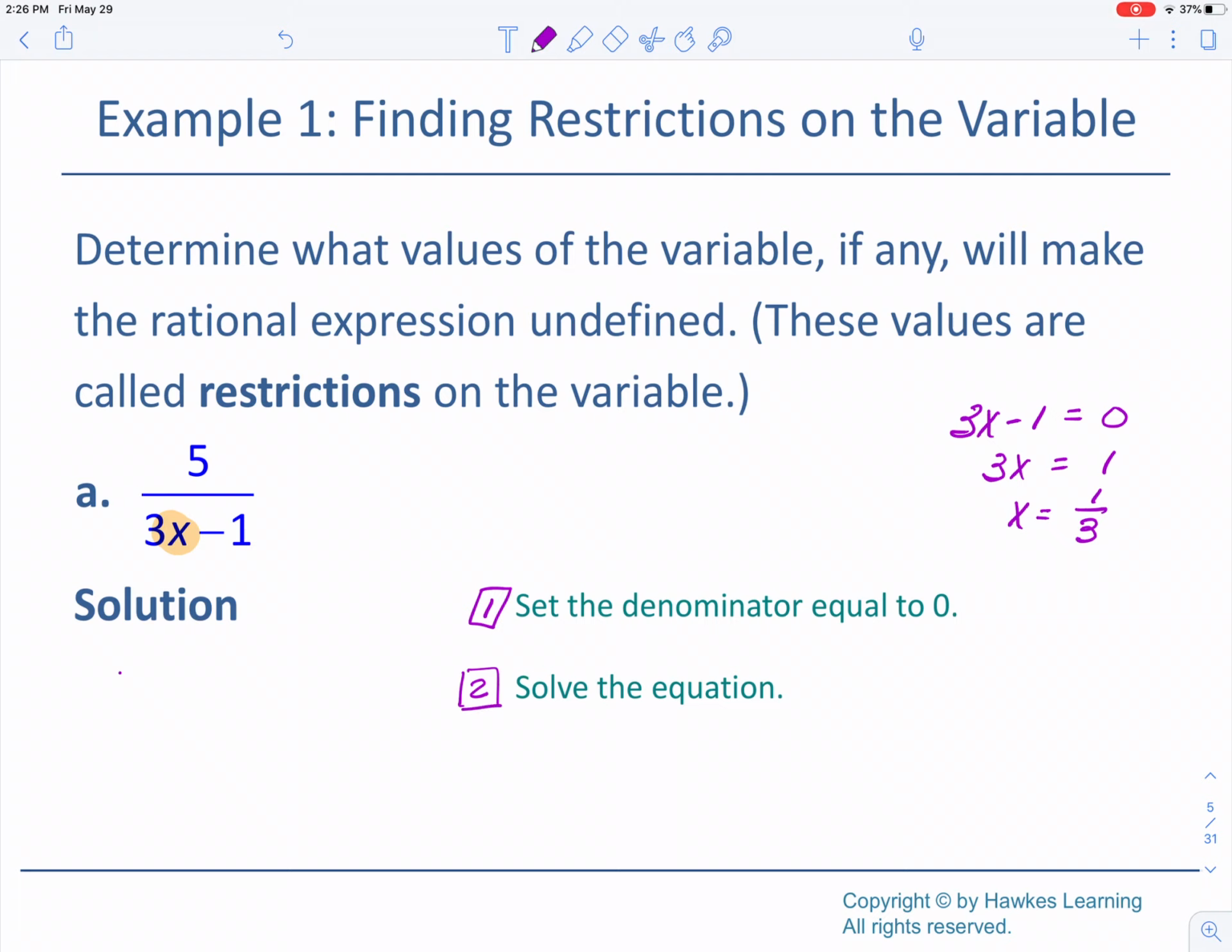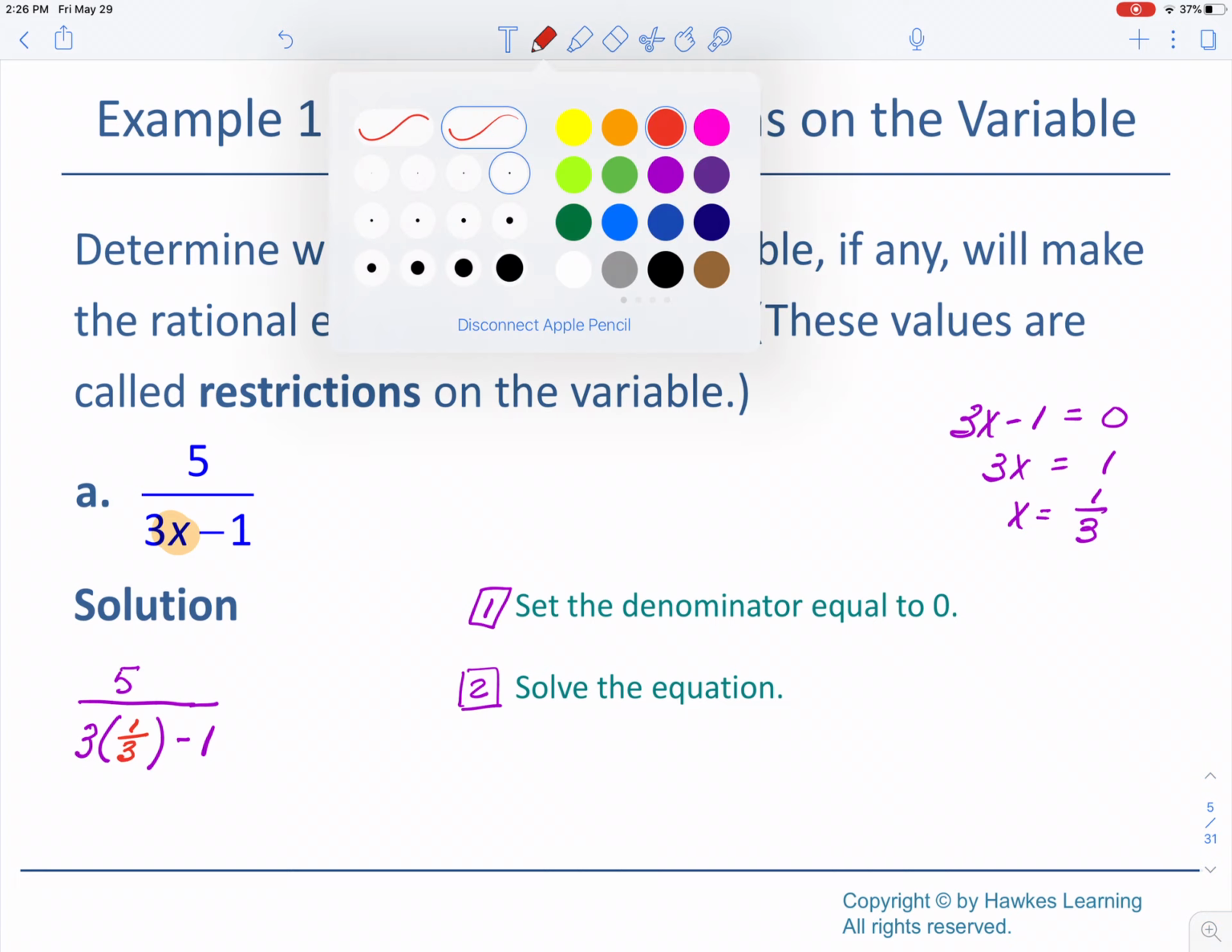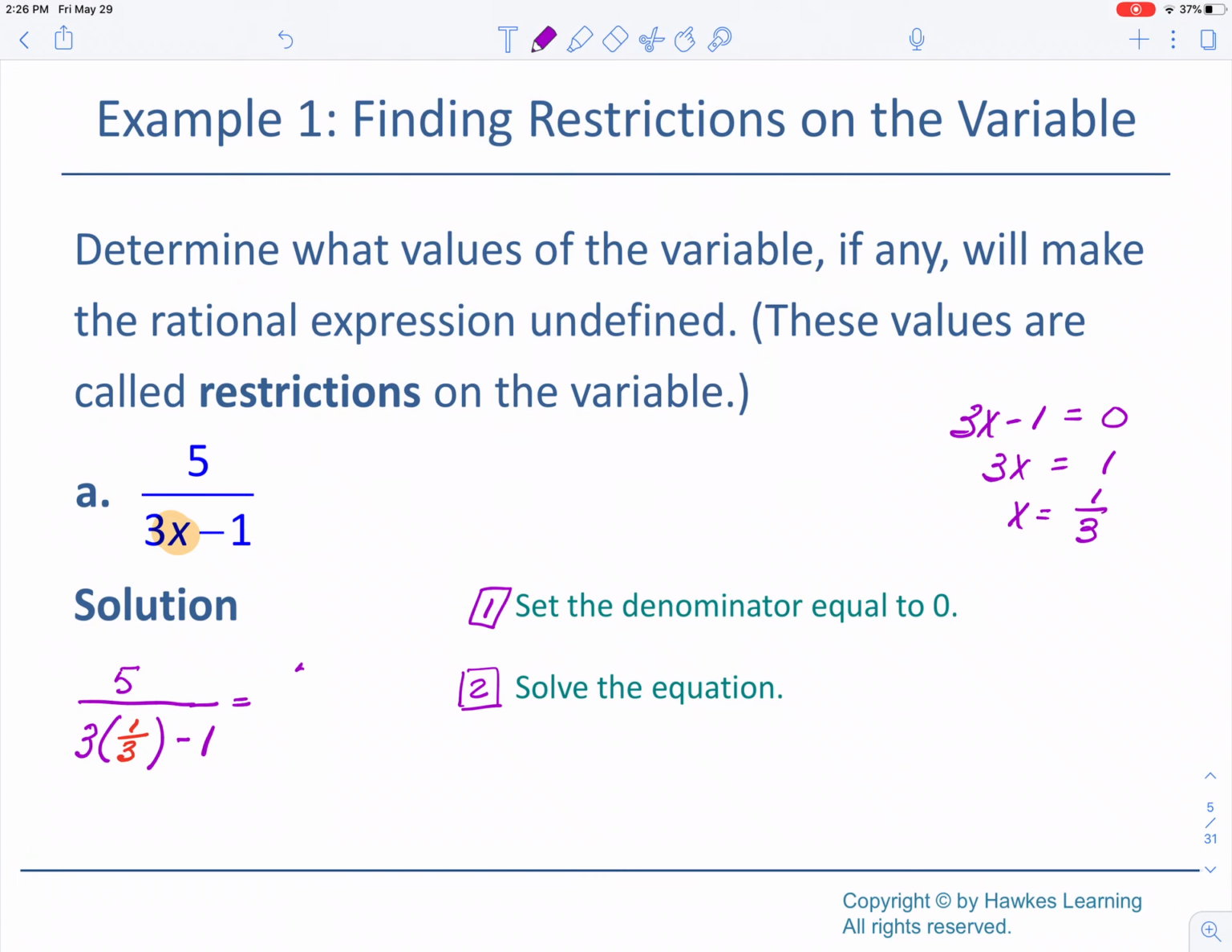Let me show you why that x equals 1/3 is a problem. So here's the original expression, 5 sitting over the denominator 3x minus 1. If I insert the value 1/3 for x, watch what happens. On the bottom, the multiplication has to be completed first. 1/3 of 3 is 1. And you can see I end up with a 0 in the denominator. And we said just a minute ago that that is undefined.